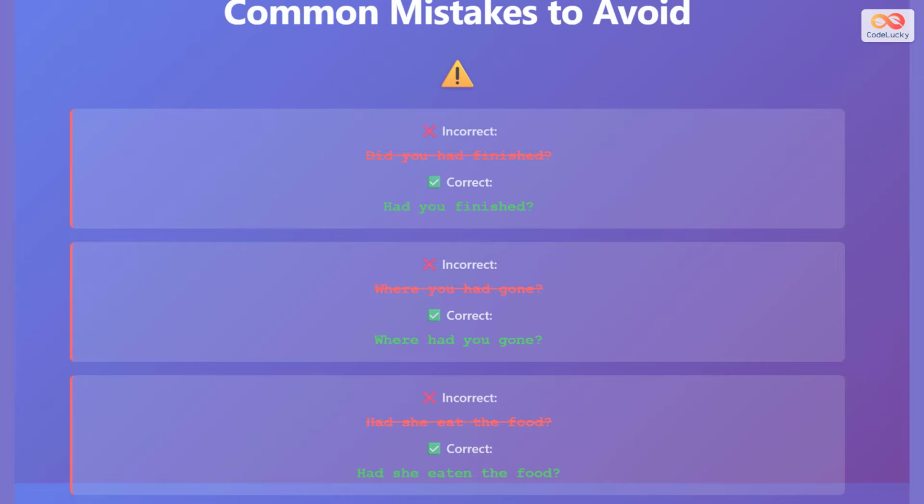Here are 3 common mistakes to avoid. Mistake 1, do not say did you had finished. The correct way is had you finished. Mistake 2, do not say where you had gone. The correct way is where had you gone. Mistake 3, do not say had she eat the food. The correct way is had she eaten the food. Remember, use had with the past participle, not with the simple past form.